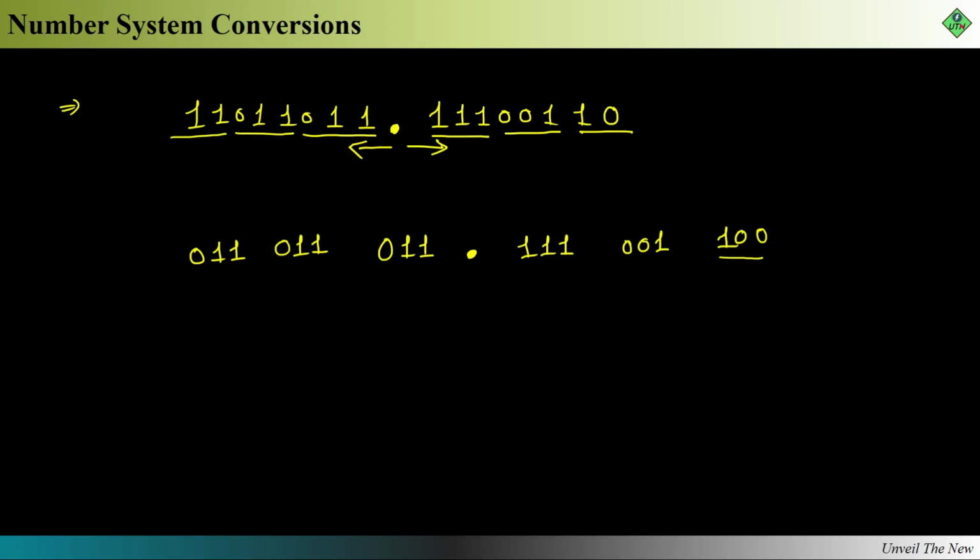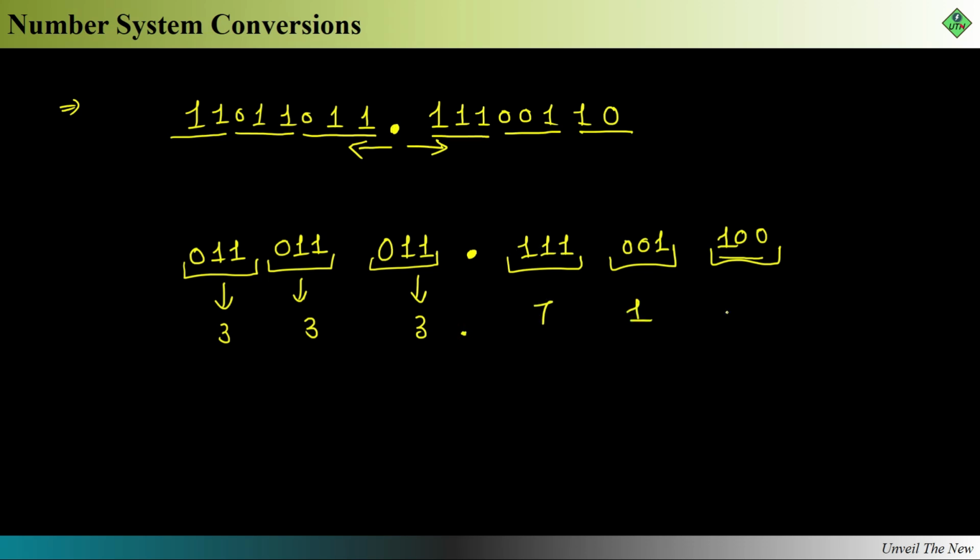So now we simply need to write down the decimal equivalent of all the groups that we have made. Here we have 0 1 1 in all the groups, so it is simply 3, right? 1 1 1 is 7, 0 0 1 is 1, and 1 0 0 is 4. So your answer is 333.714.